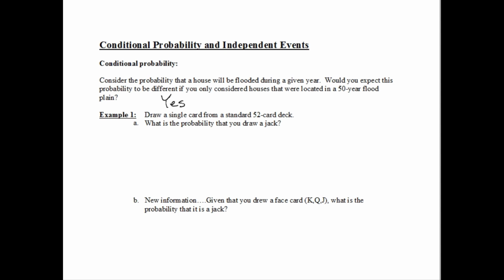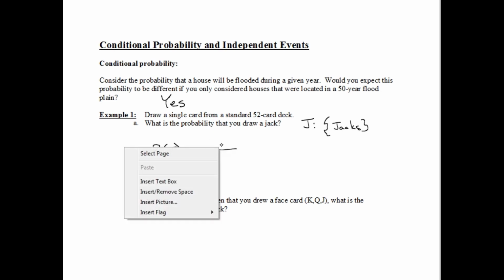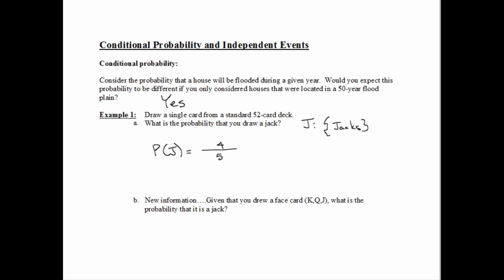Now, let's look at an example involving cards. What is the probability that we draw a jack if we draw a single card from a standard deck? Well, we know that all the cards are equally likely. We know there are 52 possibilities in our sample space. So if J is the set of all jacks, then the probability of getting a jack is, there are 4 jacks, so 4 over 52, or 1/13.